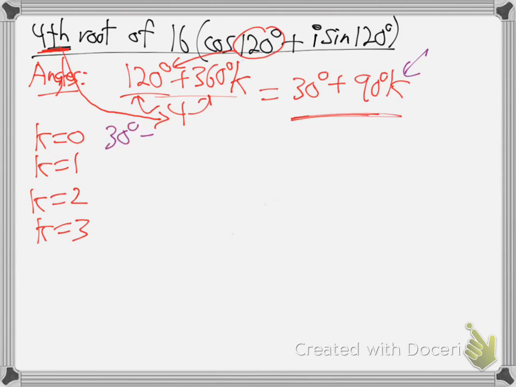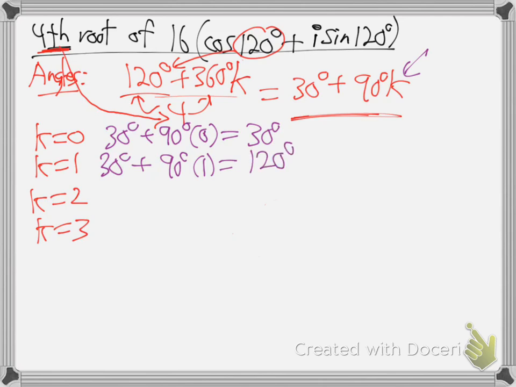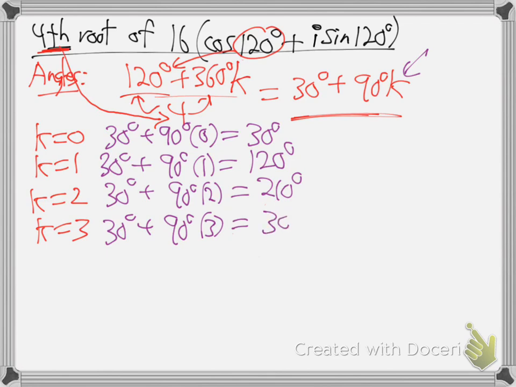So plug in 0: 30 degrees plus 90 degrees times 0. That's just going to be 30, our first angle. And then 30 degrees plus 90 degrees times 1, which is 120. And 30 degrees plus 90 degrees times 2, 180 and 30, 210. And 30 degrees plus 90 degrees times 3 is 300. So any of those angles times 4 will go back to be 120. That's what we just figured out.